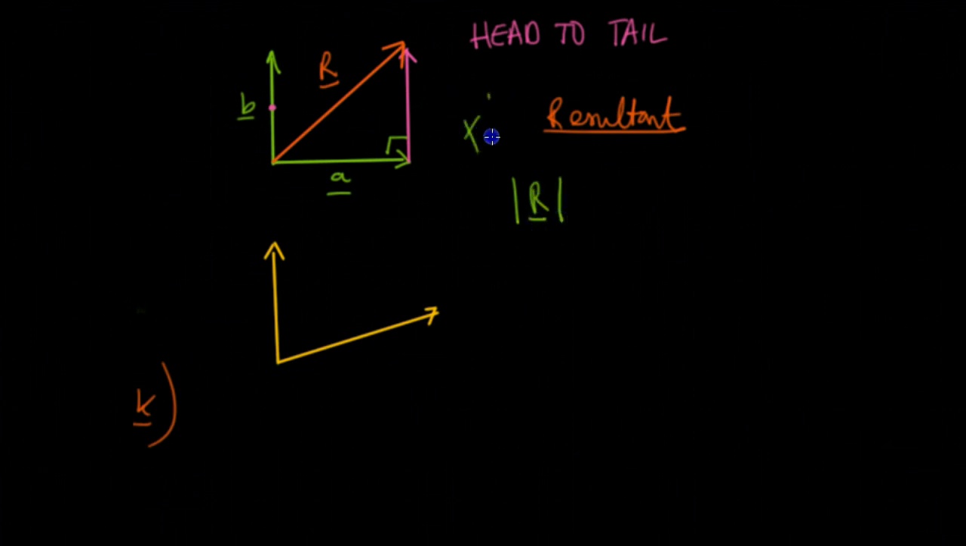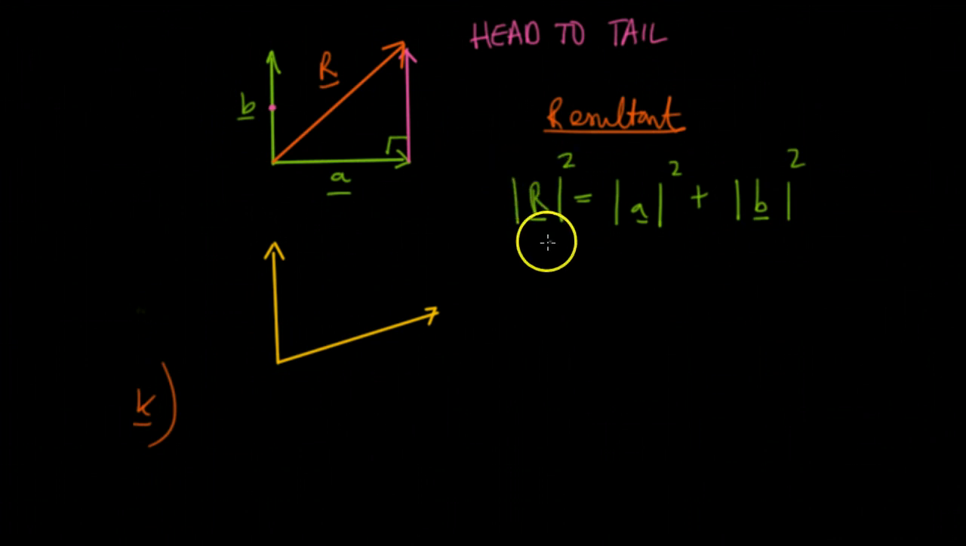Magnitude of x, modulus of x. This is similar to the modulus. Magnitude of R equals the magnitude of A squared, this should also be squared, plus the magnitude of B squared. And that's how you find your answers.